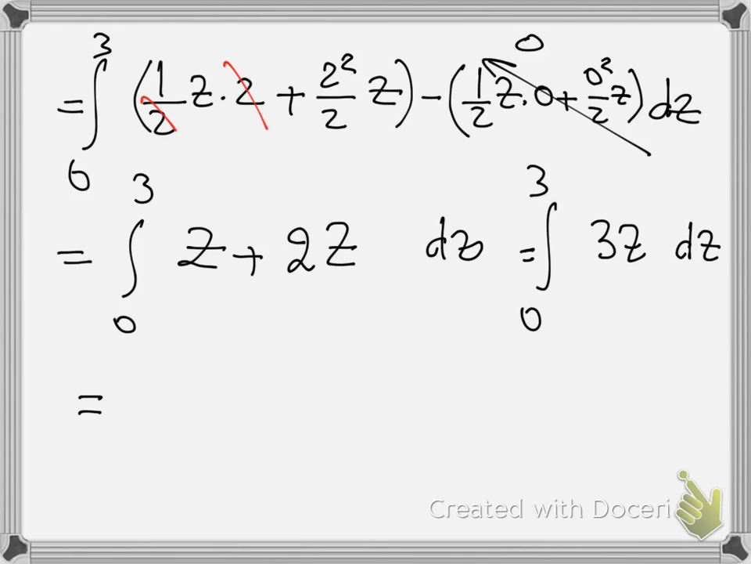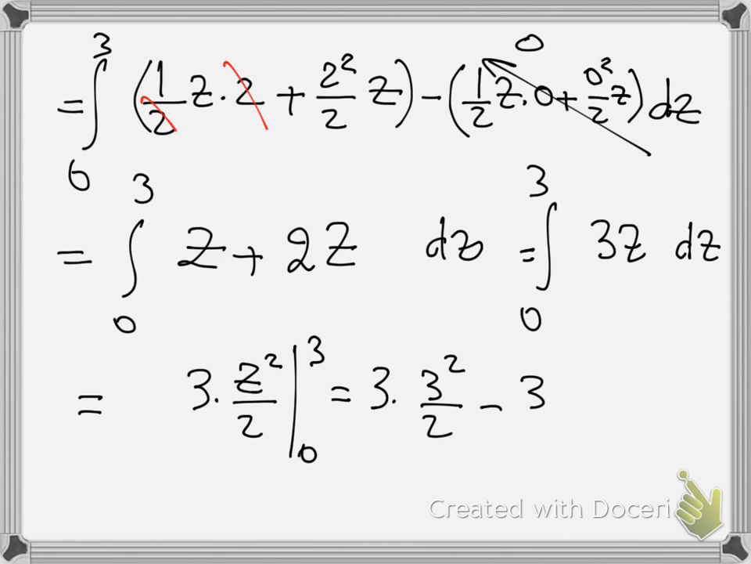Now, what's the integral of 3z with respect to z? That's 3z squared over 2 from 0 to 3. Now I can just replace z by 3, so that's 3 squared over 2 minus 0 squared over 2. So that will be equal to 27 over 2, since the 0 term is 0. So that will be the answer.